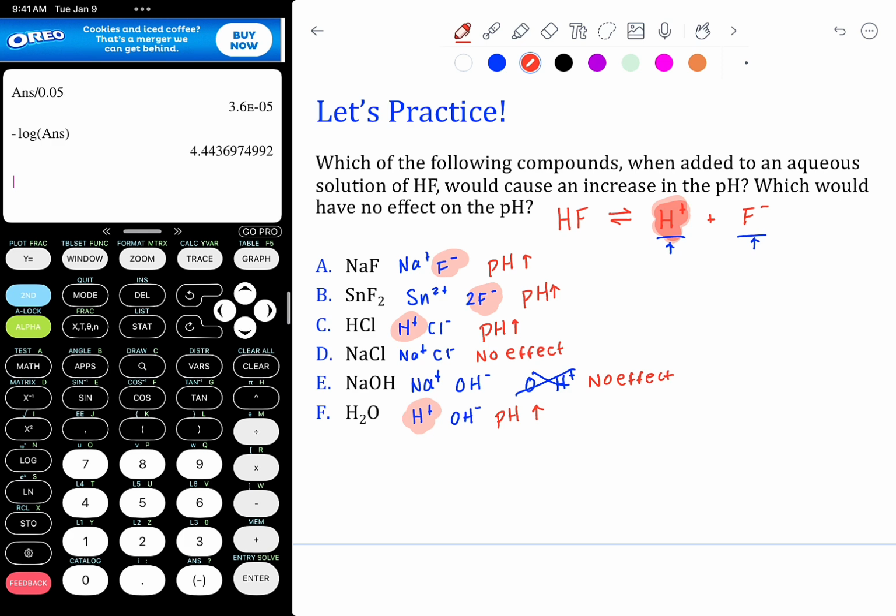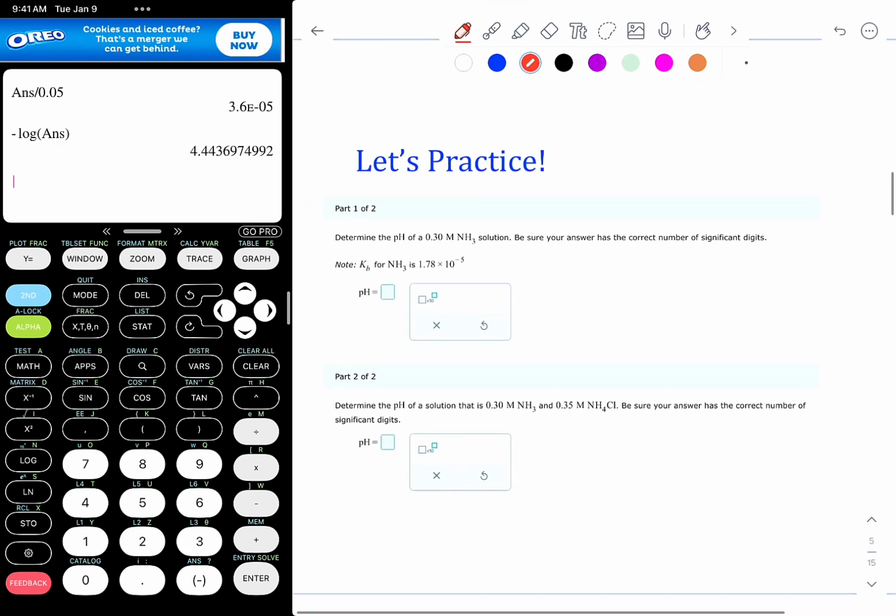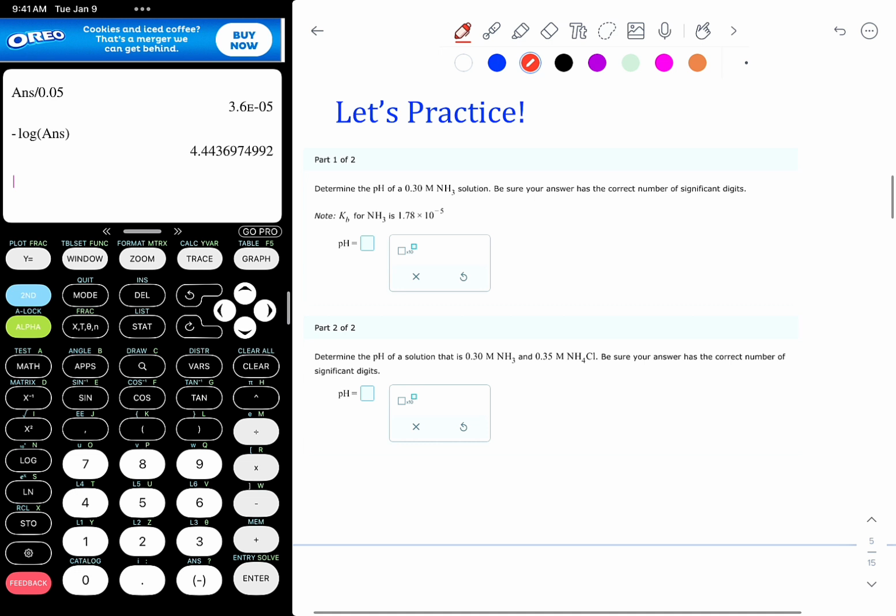So let's continue practicing. This problem comes from our ALEKS homework. So you're going to see this after your lecture today when you go to do your ALEKS homework. And it's a two-part problem. This is a similar setup to the problem that we did at the beginning of our lecture to introduce the common ion effect.